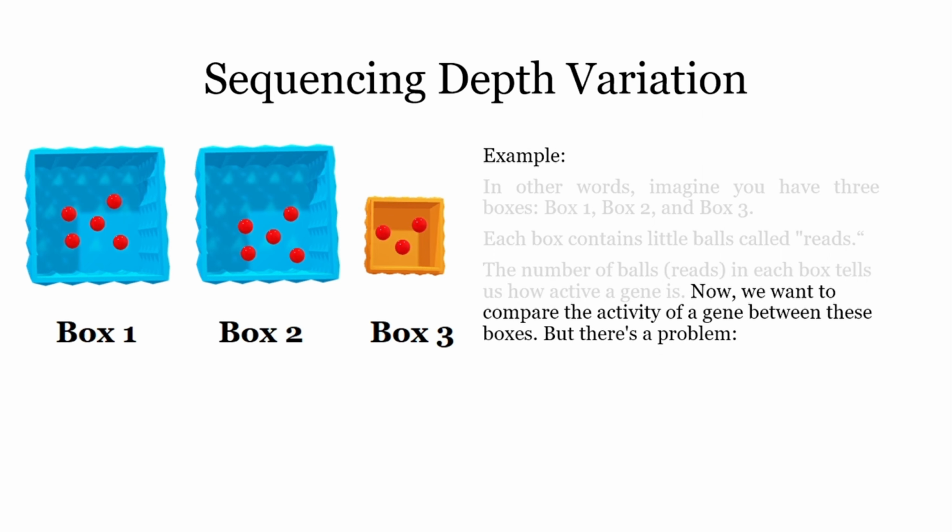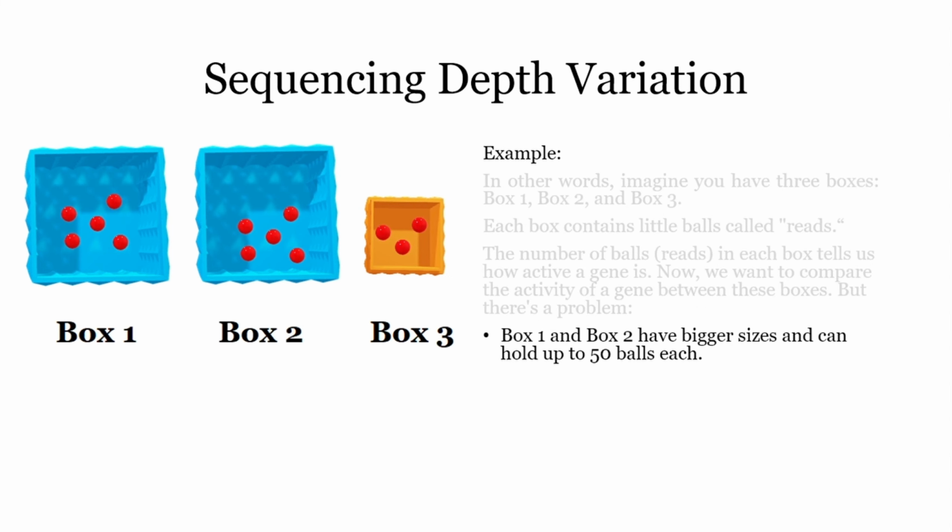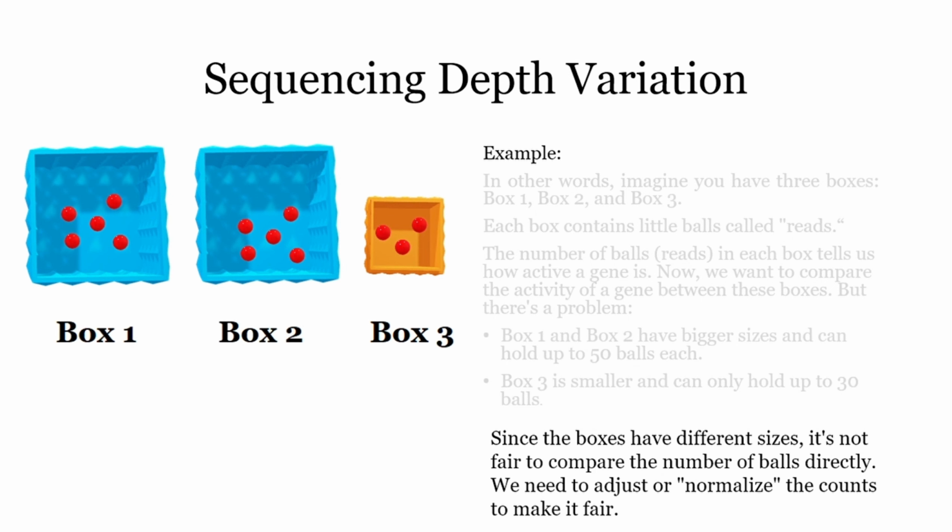Now we want to compare the activity of a gene between these boxes. But there is a problem. Box 1 and box 2 have bigger sizes and can hold up to 50 balls each. But box 3 is smaller and can only hold up to 30 balls. Since the boxes have different sizes, it's not fair to compare the number of balls directly. We need to adjust or normalize the counts to make it fair.